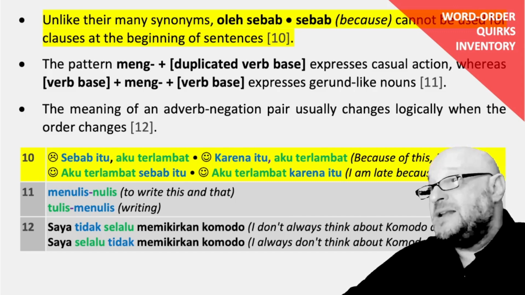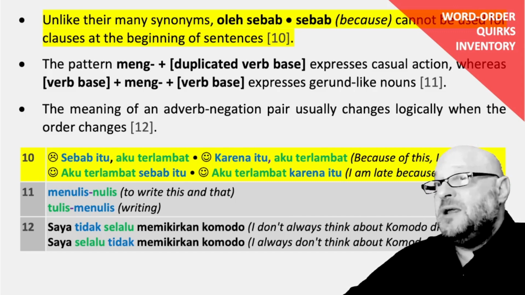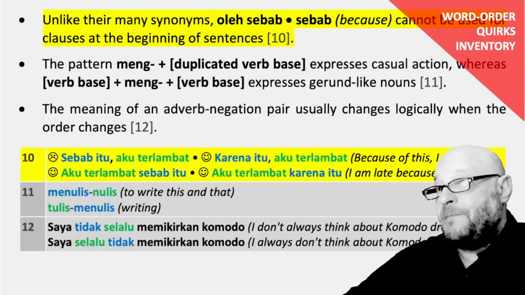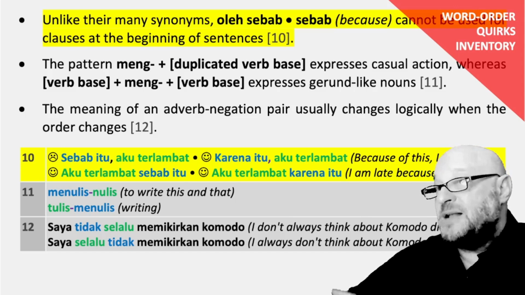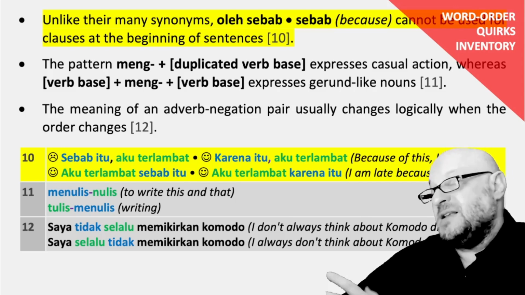Unlike their many synonyms, oleh sebab cannot be used in clauses at the beginning of sentences. Example 10, sebab itu aku terlambat is awkward. You can say karena itu aku terlambat, but you can say aku terlambat sebab itu. I'm late because of this.